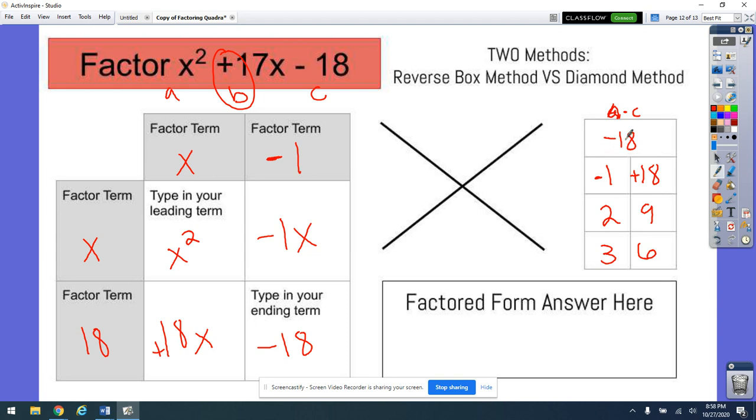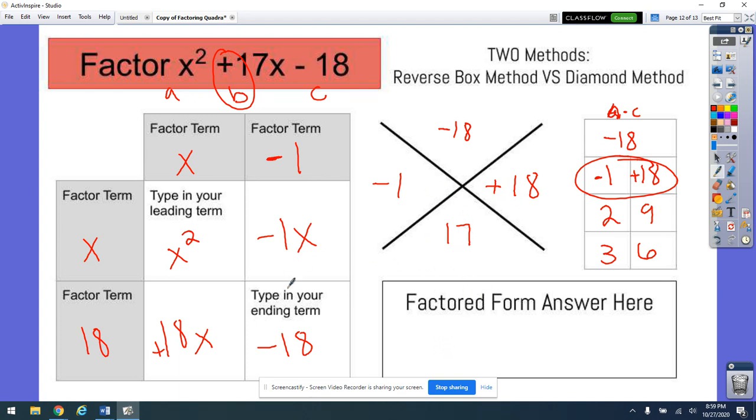Diamond method. Taking my numbers, so negative 18, 17. Again, kind of going through this process of figure out what numbers can work. So 1 and 18. If I do 1 times 18, that's positive, but this is negative. The only one that can possibly work is I have to make this positive, this negative. Negative 1 times positive 18 gives me a negative 18, but negative 1 plus 18 will give me a positive 17 down here, and that's why these two will work.